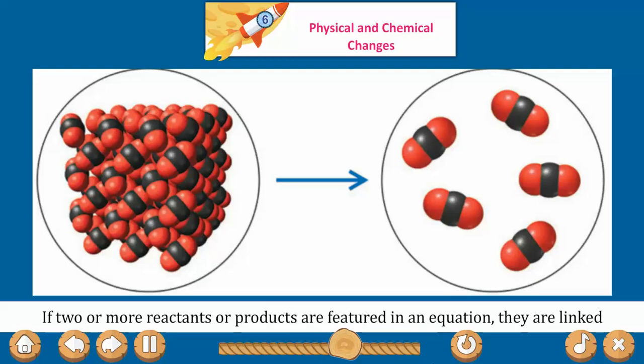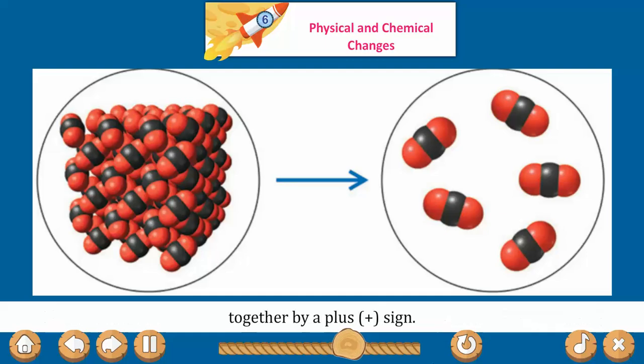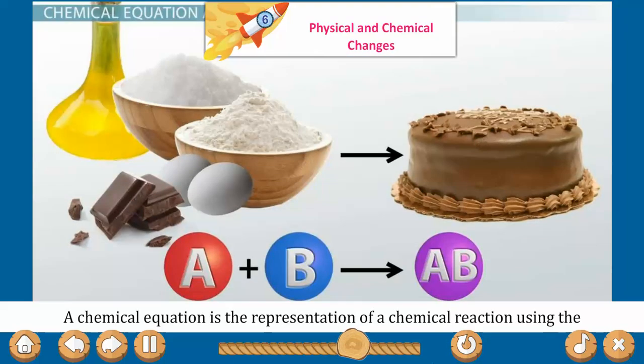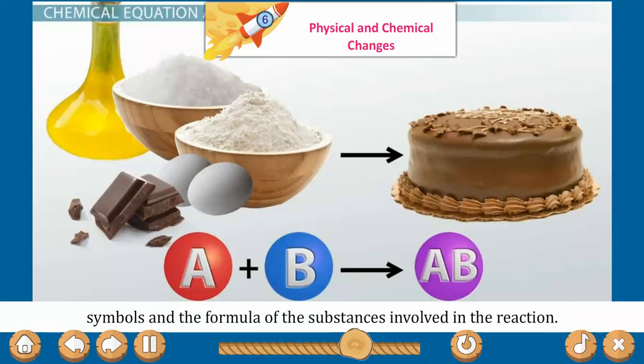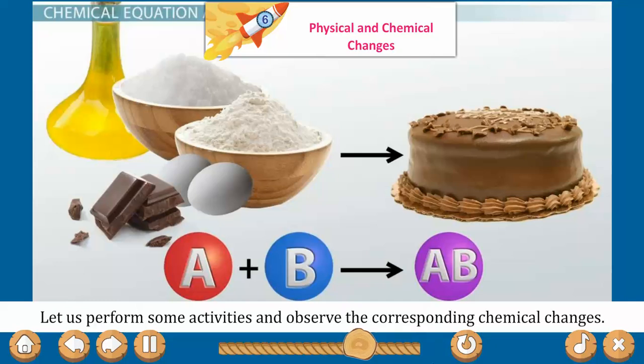Reactants, products. If two or more reactants or products are featured in an equation, they are linked together by a plus sign. Reactant A plus reactant B, product X plus product Y. A chemical equation is the representation of a chemical reaction using the symbols and the formula of the substances involved in the reaction. Let us perform some activities and observe the corresponding chemical changes.